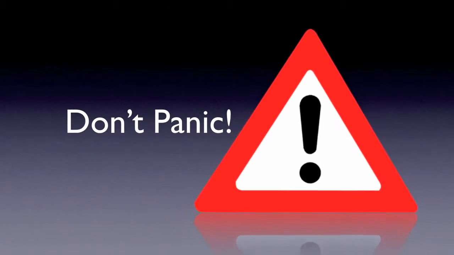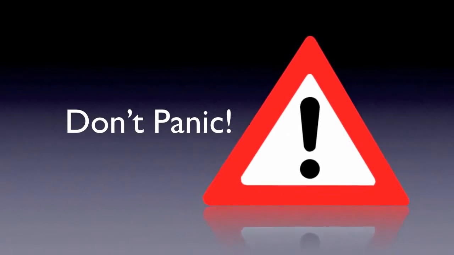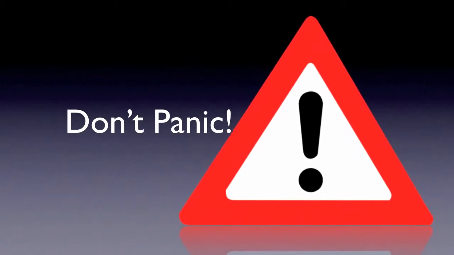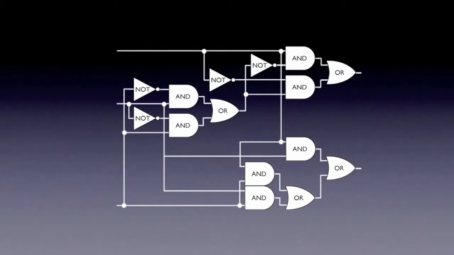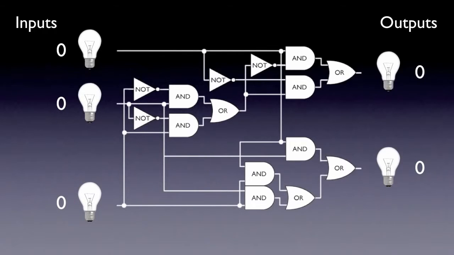Don't be alarmed by the apparent complexity of the circuit you're about to see. It is not necessary to remember the circuit to understand, and we will examine the circuit step by step. This complicated looking circuit is called an adder, and believe it or not, it can add two numbers together. It has inputs and outputs, just like the individual gates we were looking at a moment ago.